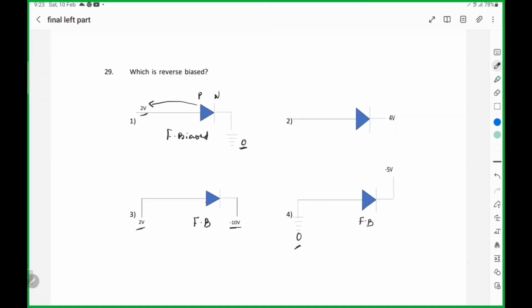Here, maybe this is 2 volts. Your positive terminal is connected to a lesser potential than the negative terminal, which is connected to 4 volts. So it is reverse biased.